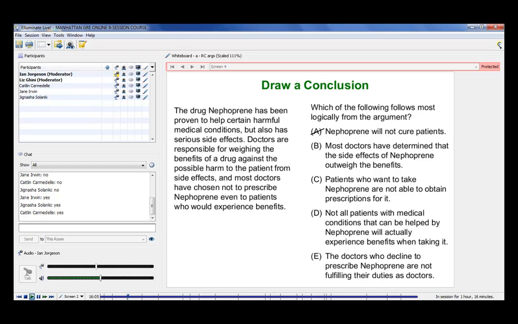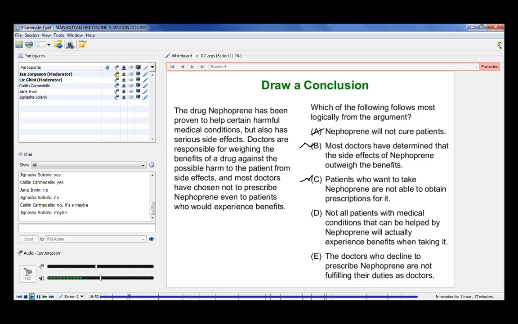Okay, so should I just circle this answer and move on to the next question? Yeah, I got to look at all five. Really, really important that I look at all five. Okay, patients who want to take nifopramine are not able to obtain prescriptions for it. Yeah, that's a keeper as well, because if the doctors aren't prescribing it, then that means that the patients can't get prescriptions for it. That's a definite, well, definite maybe, which is oxymoronic, but that's okay. You guys will forgive me.